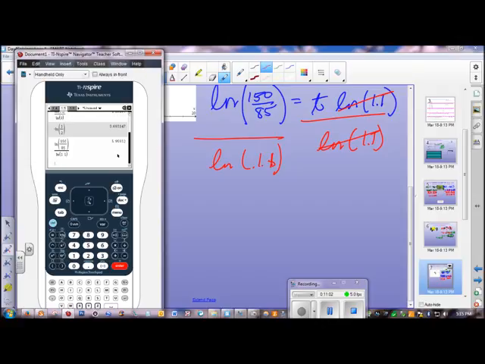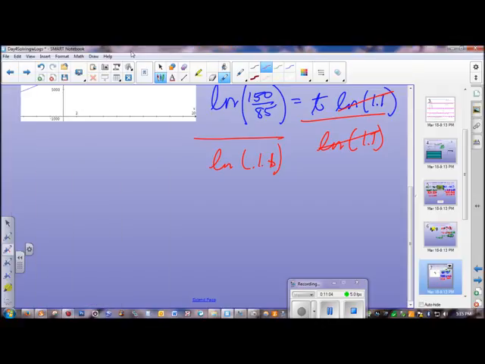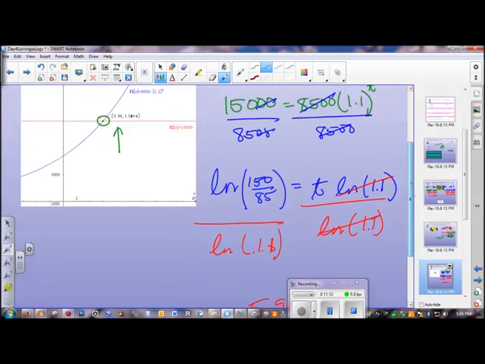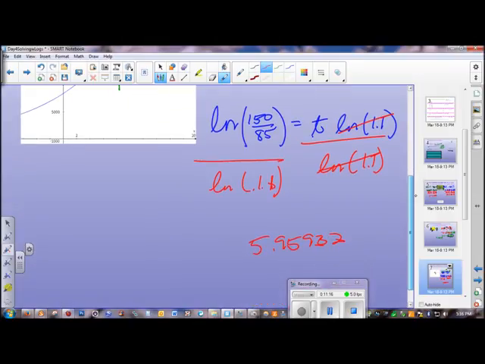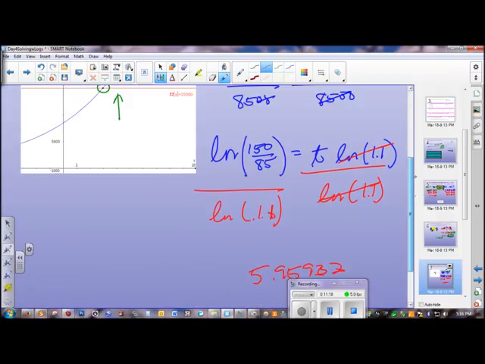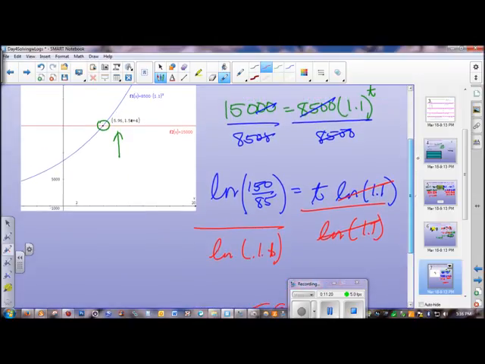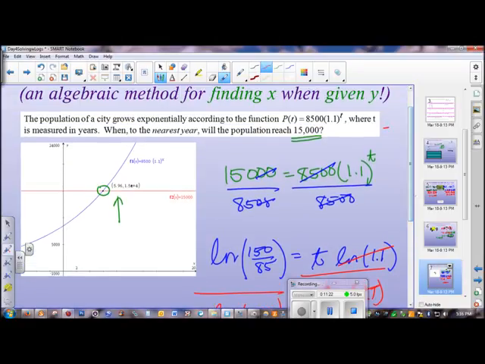5.95932. Let's see how good that is. Because we solved this problem graphically before we started, and when we solved it graphically we got 5.96, and now we're coming up with a 5.959, so pretty darn close. And you'd round off. This one said according to the nearest year, so in either case would be rounding off to 6 years.